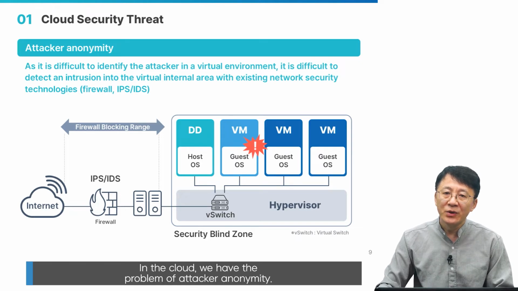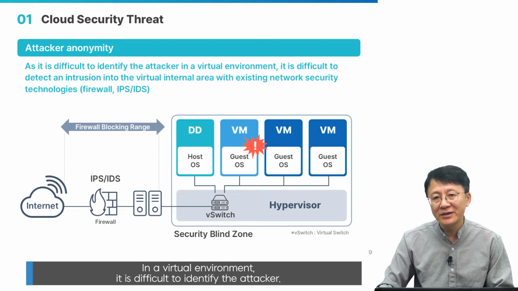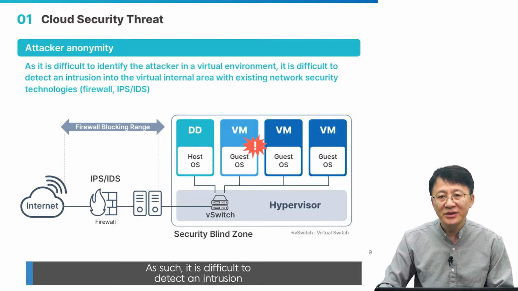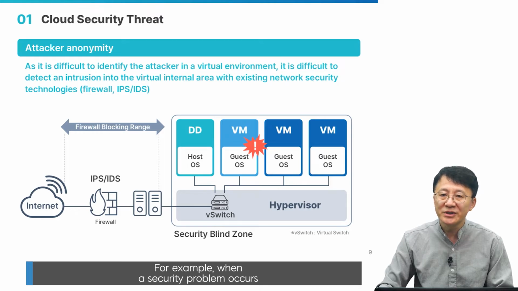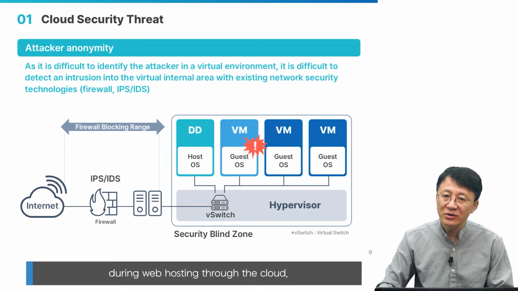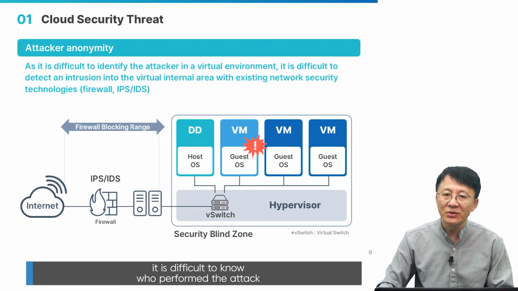In the cloud, we have the problem of attacker anonymity. In a virtual environment, it is difficult to identify the attackers. As such, it is difficult to detect an intrusion into the virtualized internal area using the existing network security technology. For example, when a security problem occurs during web hosting through the cloud, it is difficult to know who performed the attack because it is difficult to identify which services are running and how to access them.